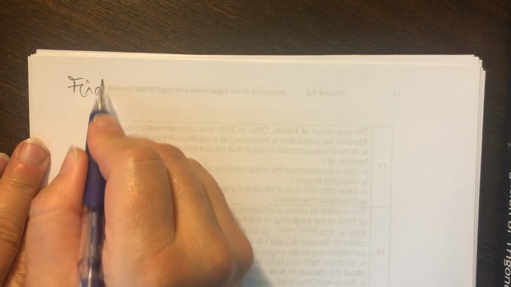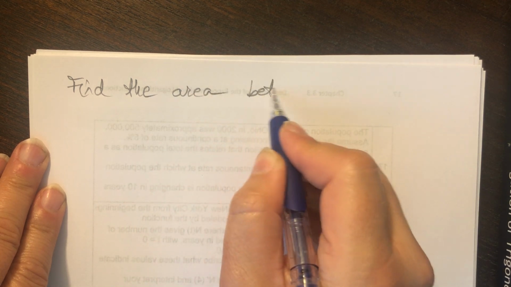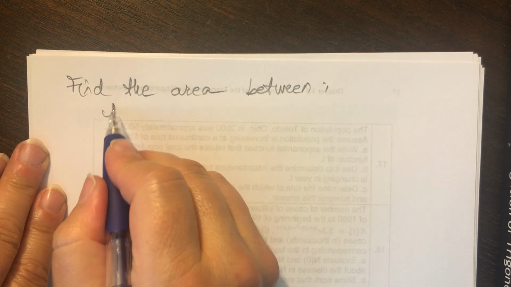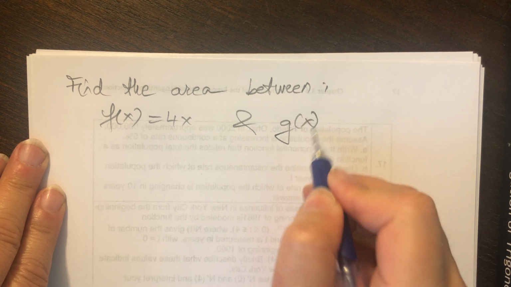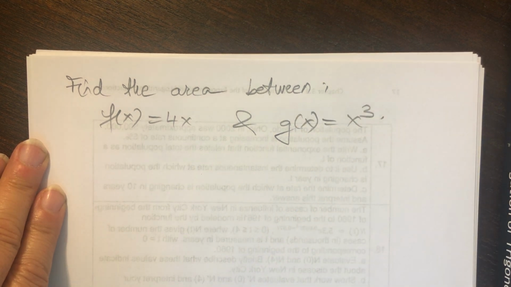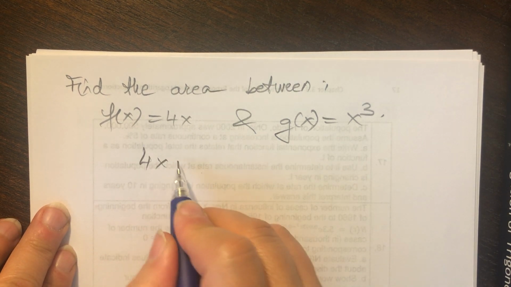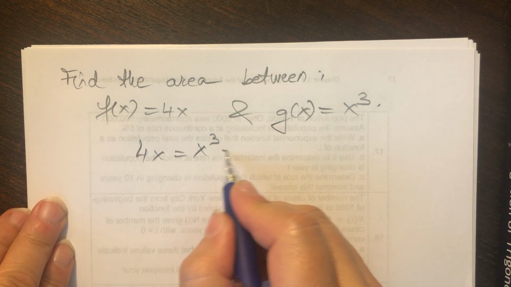So let's try one more of these, where you find the limits of integration. So I'm going to ask you to find the area between these two functions. F of x is equal to 4x and g of x is equal to x cubed. So same thing, I'm not giving you the limits of integration, which means what? You're going to find them yourselves, right? So you set them equal to each other.